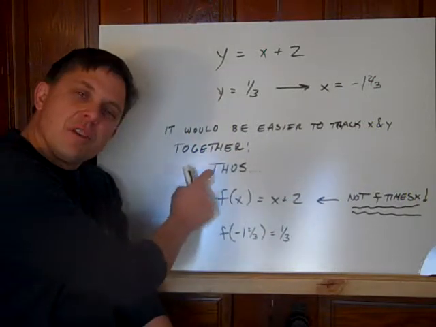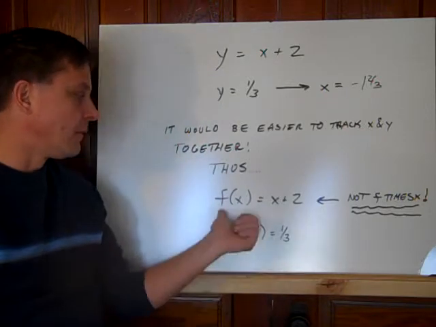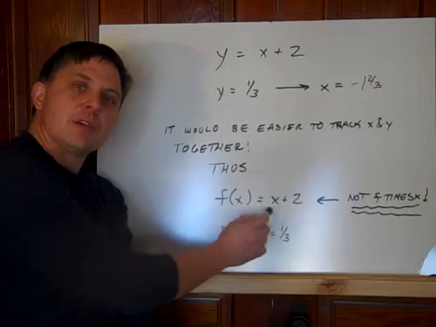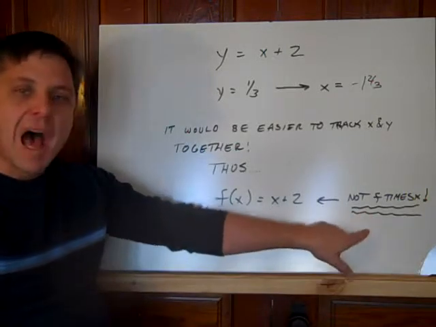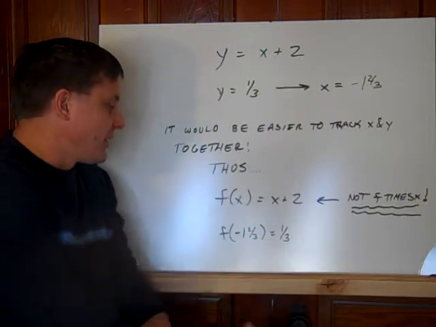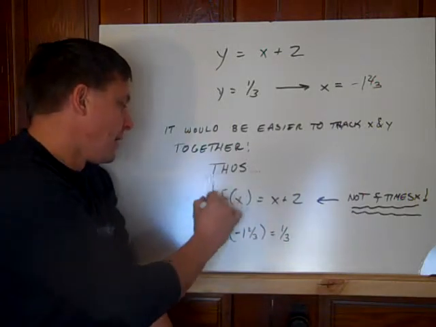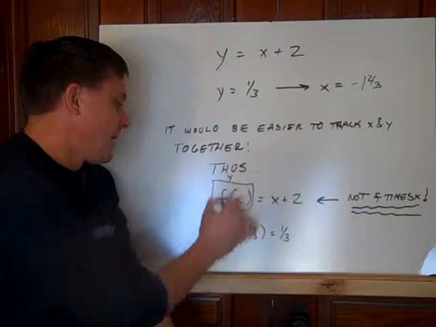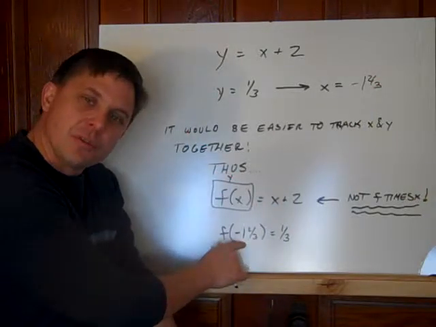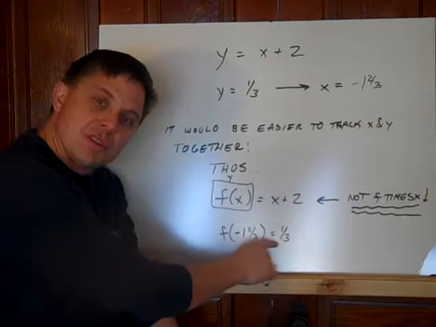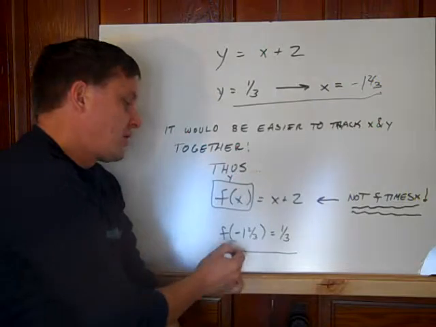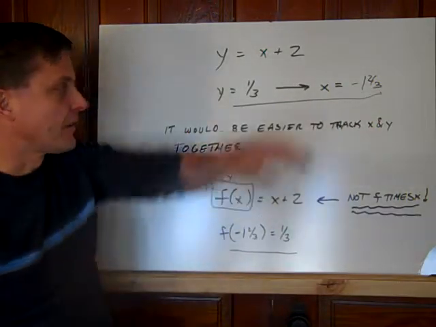So, thus, we have what we call function notation. Instead of y, we have f of x equals the same expression. And it's not f times x. This is not two variables. This is replacing y. And we can say, hey, when f has negative 1 2/3 for x, the expression is 1/3. So you can see up here, that whole notation takes care of x and y.